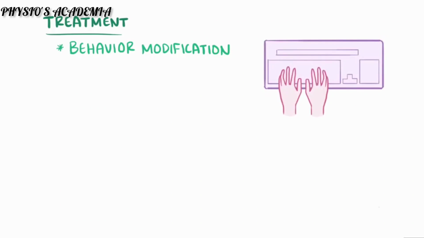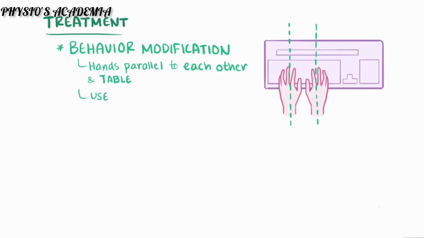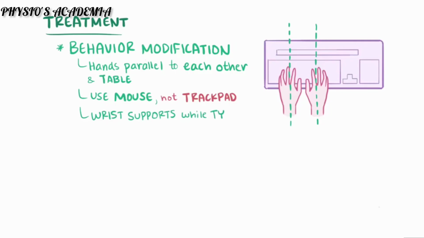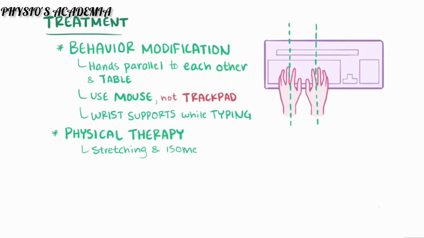One major form of treatment is behavior modification, many of which are associated with hand positions while typing, which is a common cause of the problem. Changes like keeping the hands parallel to each other and the table, using a computer mouse instead of a trackpad, and wearing wrist supports and splints while typing will be super helpful. Physical therapy in the form of stretching and isometric exercises also helps relieve symptoms.